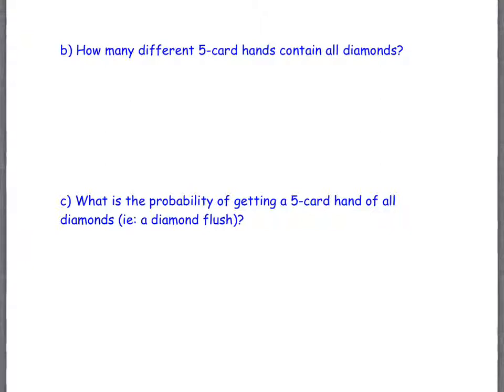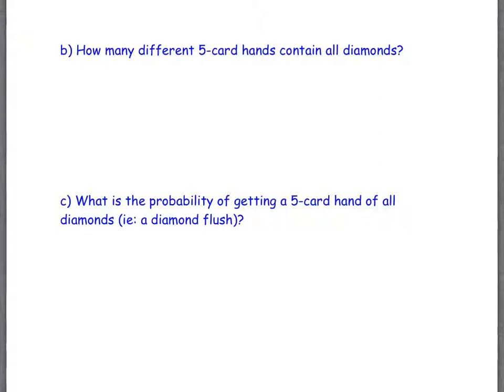Question B, then, wants to know how many different 5-card hands are there that are all diamonds? Do you know what that's called when people play poker, if you just get all of one suit? I think it's called a flush, isn't it? I think that's right. So all of one suit is generally uncommon. It doesn't happen very often, and so we would like to know how often it does in fact happen. So how many hands of cards would contain all diamonds?